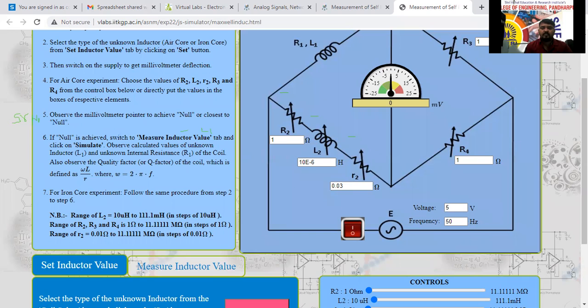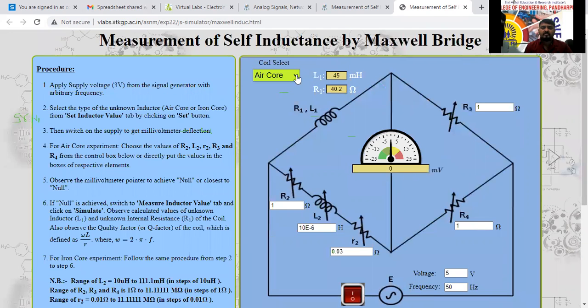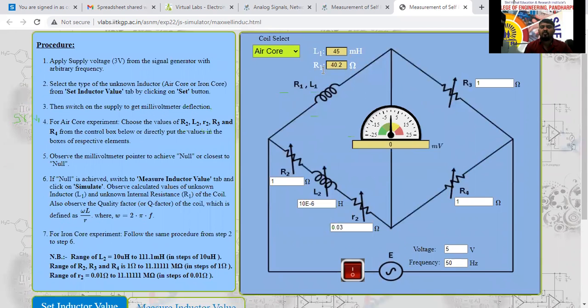Here we can choose the inductor, air core or iron core. I will choose the air core button. For the air core, it is 45 millihenry. So R1 equal to 40.2 is there here now. This is the determined value. We have set it here now.